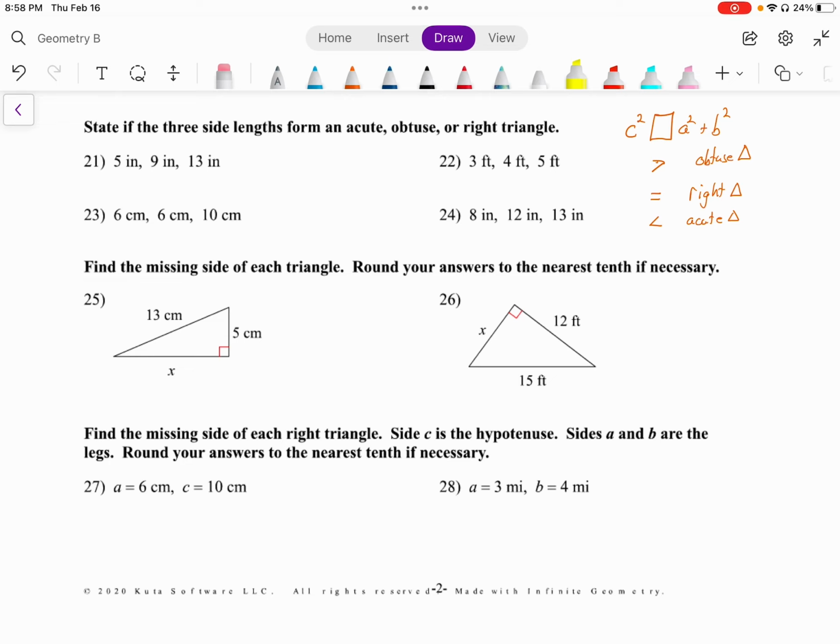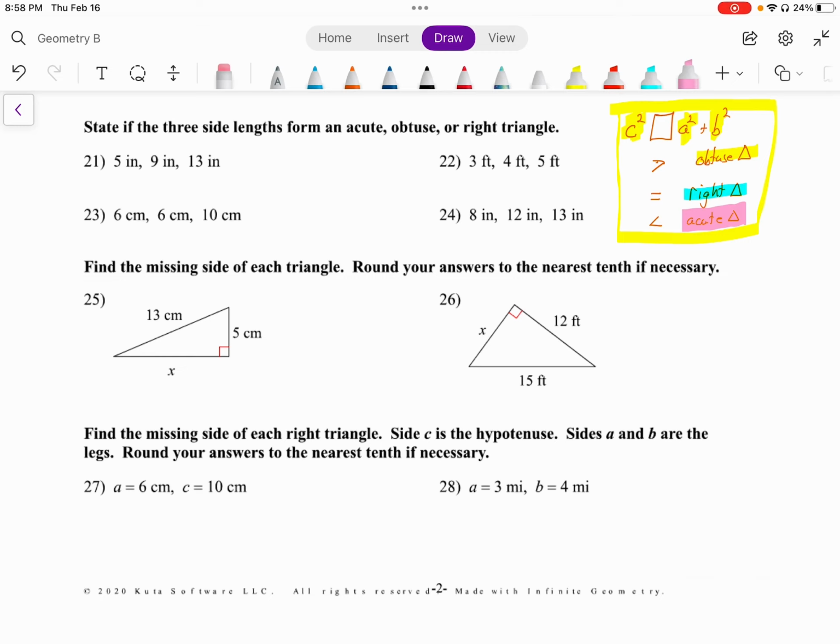And over here to the right, I kind of wrote the key of how to do this. What you want to do is take the longest side squared and compare it to the sum of the two shorter sides squared. And then here's the key. If the longer side squared is greater than the sum, then it's an obtuse triangle. If it is equal, it's a right triangle. And if the longest side squared is less than the sum, it's an acute triangle.